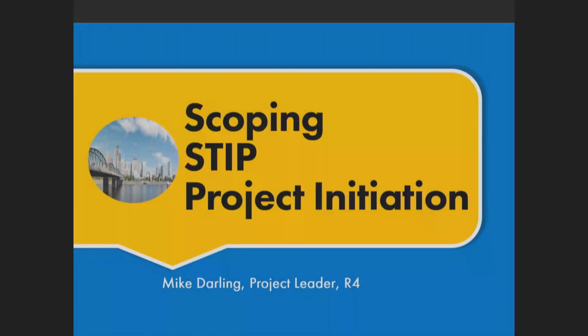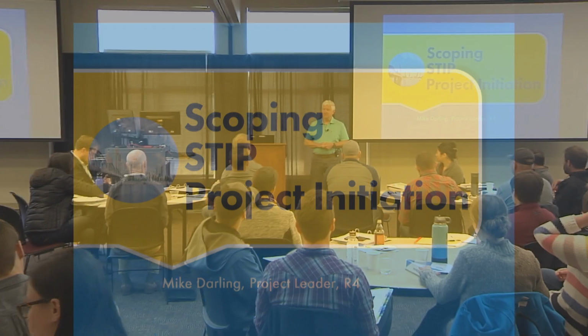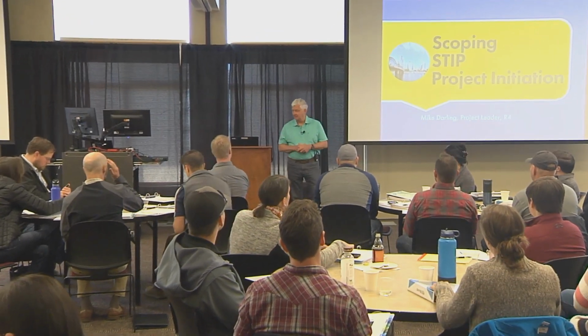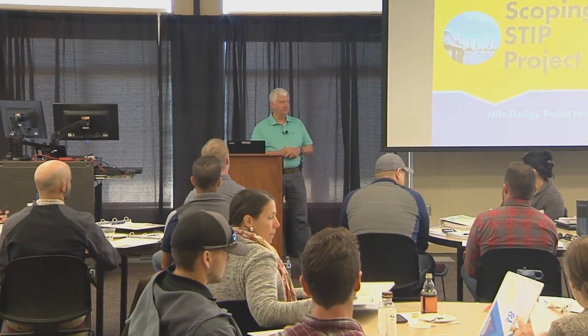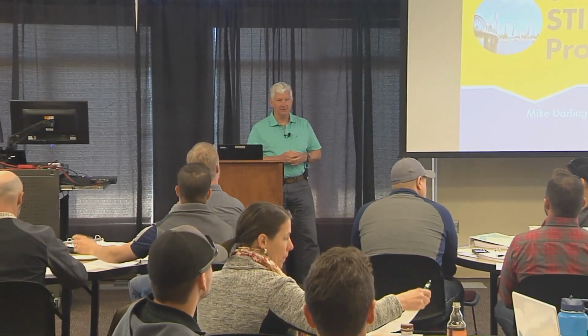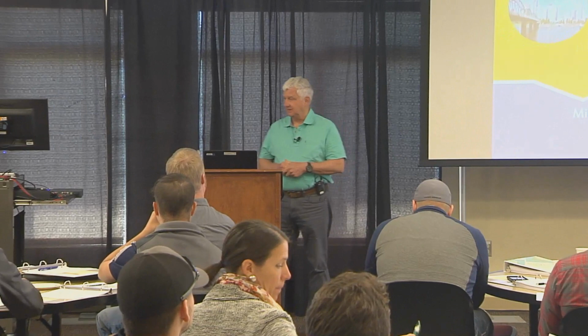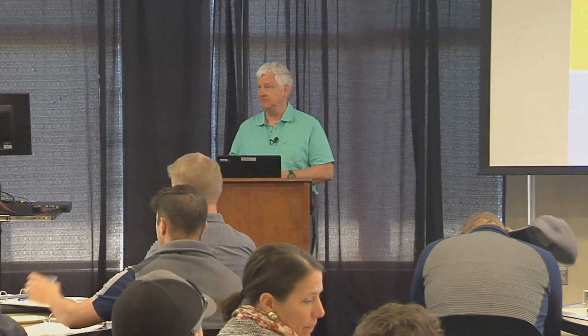Well, good morning, everyone. My name is Mike Darling, Region 4 Senior Project Leader. Just a little bit about me. I've been with ODOT for 17 years. Been doing project leader work for almost the past decade. Before that, I worked for 14 years for two different consulting companies, one in Virginia and one in Eugene. So I've been doing project management stuff for a while now.